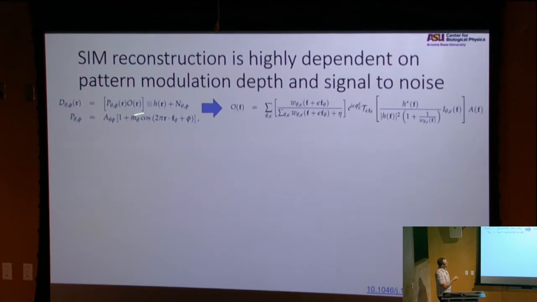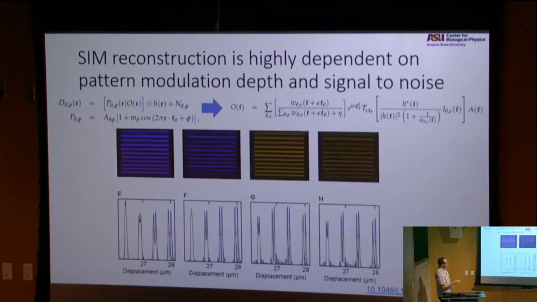So when you go through a lot of math, you end up with this as your representation of the object in reciprocal space. I'm not going to go through this. I'm happy to go through it in detail afterwards. And what I want to point out is that this noise term is critical. So what I have plotted here is increasing signal to noise and then different modulation depths of the pattern. So the orange is a worse modulation depth than the purple here.